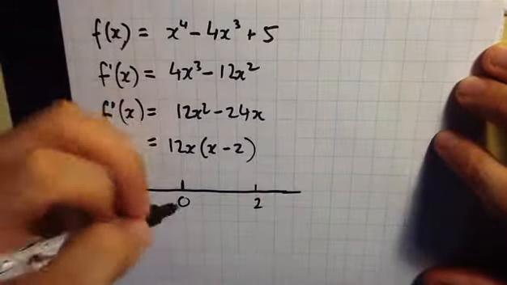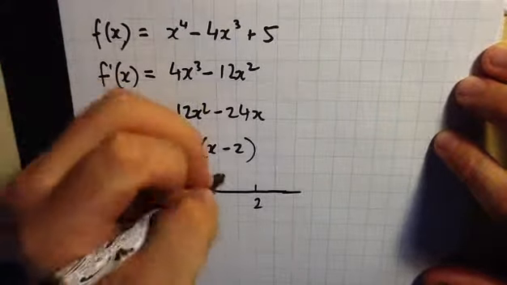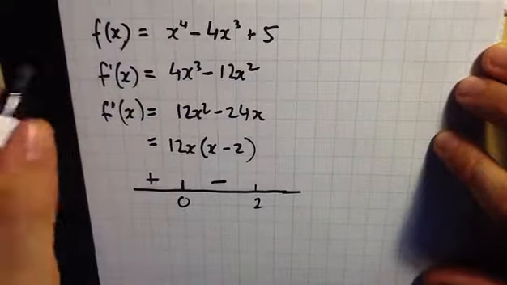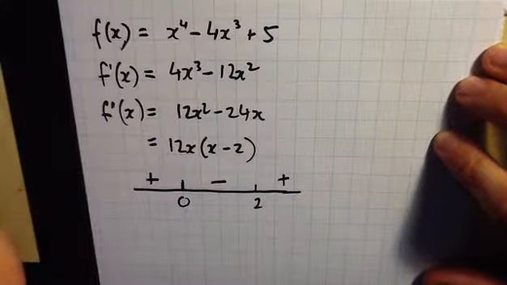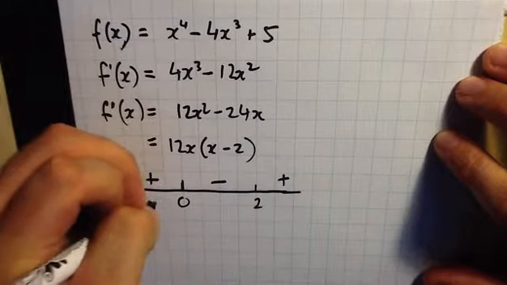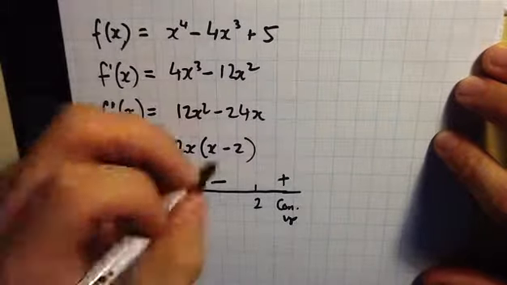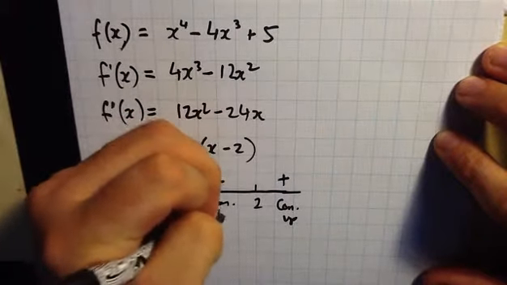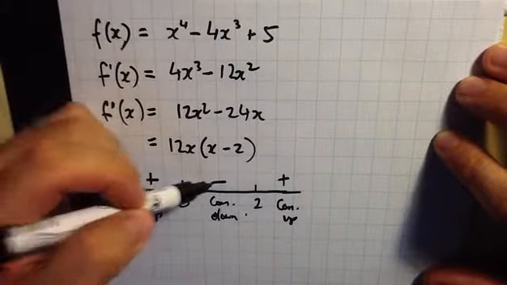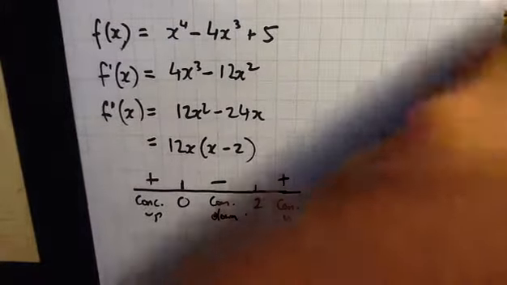Now let's sub 1 into here, it'd be 12 times 1 times negative 1, so it's a negative answer. If I subbed in negative 1, it'd be negative 12 times a negative answer, which is positive. And this would be positive if I sub in a number greater than 2. So what this tells me is the shape of the function is concave up here and concave up after 2, and it's concave down in between 0 and 2. Also, because the signs are changing about these values, these are points of inflection.